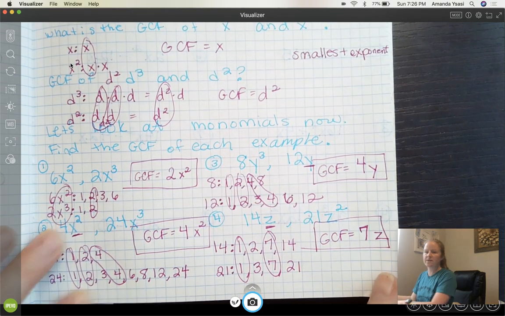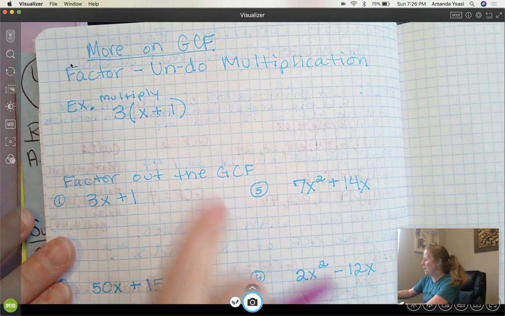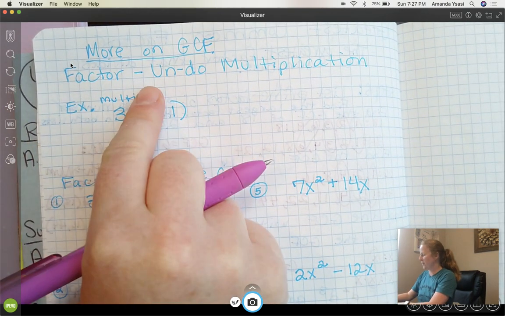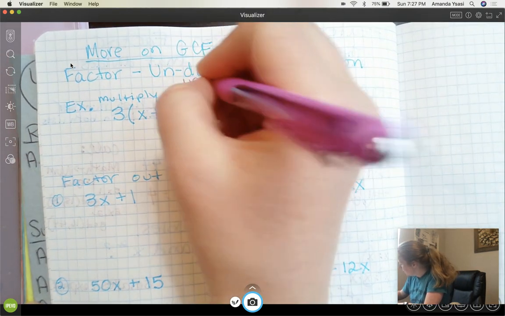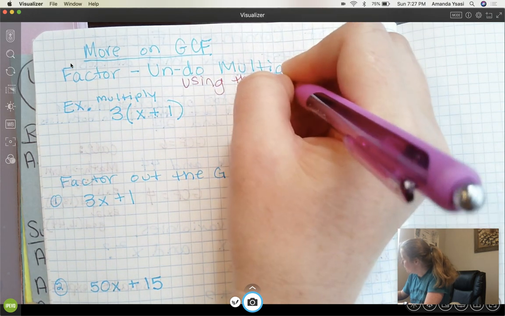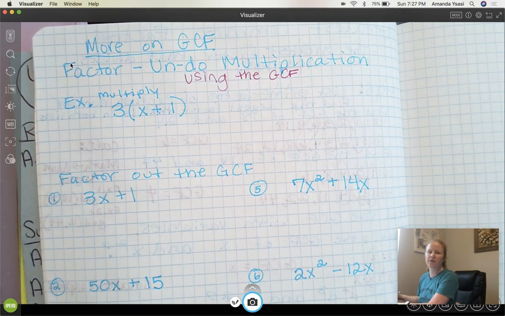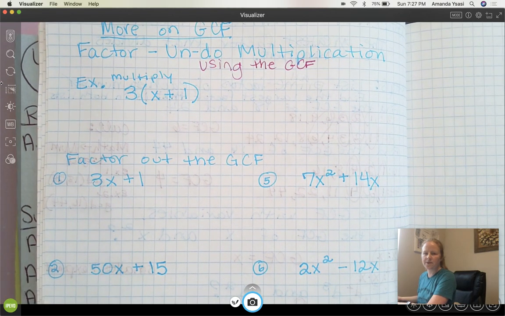All right, so let's keep on moving. So more on the GCF. We're going to factor. Whenever I say factor, that means undo your multiplication using the GCF. Okay, so I already have my notes written out, so if you want to pause it and write it down, you can, and then unpause it.